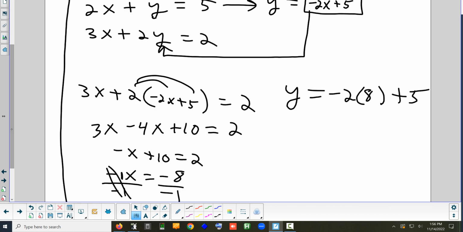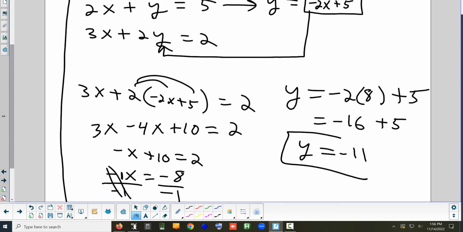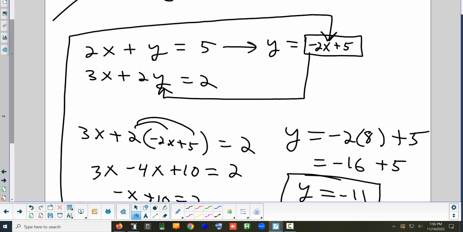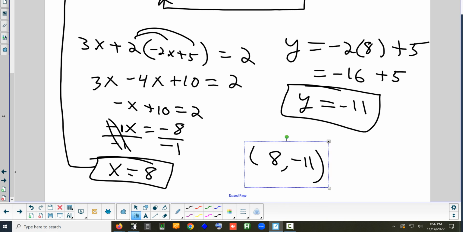Okay, let's do it out. Negative 2 times x. In this case, that's negative 2 times 8, which is negative 16 plus 5. And negative 16 plus 5 gives me negative 11. There you go. So x equals 8, y equals negative 11. You can write your answer in 2 separate boxes, or some people might do this: (8, negative 11). Because what that 8, negative 11 means, if you were to graph both of these on the calculator, that's where they would cross each other.